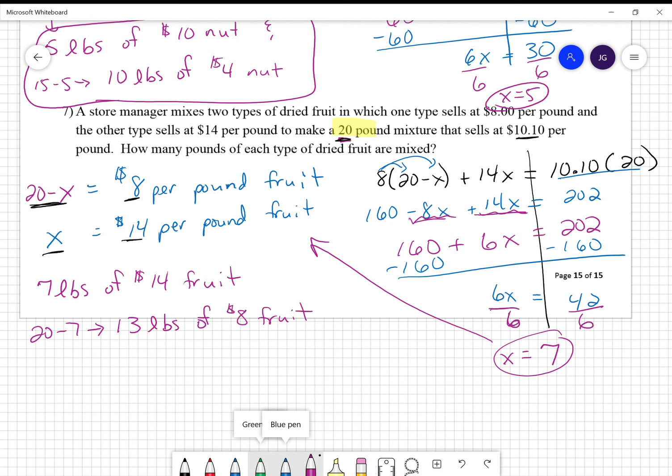Okay, that ends this lesson on word problems.